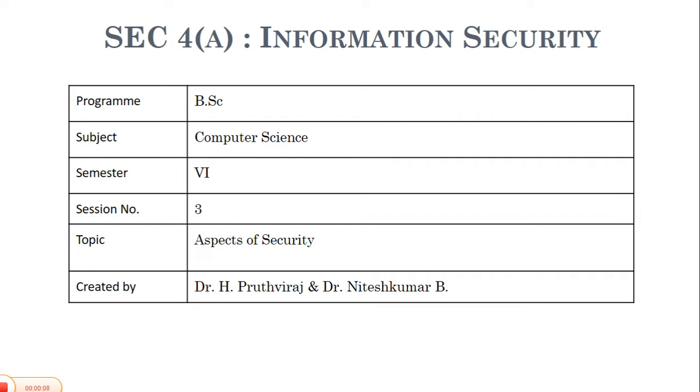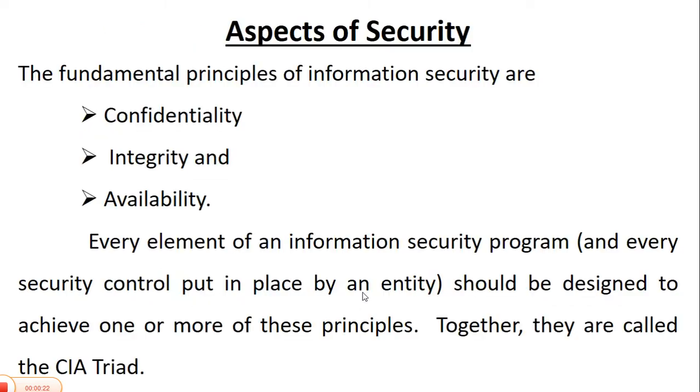In this session we will discuss the topic aspects of security. Here the aspects means the important sectors, or what we call the points of security. Let me start the class. The aspects of security are the fundamental principles of information security: confidentiality, integrity and availability. These are the three important things we have here: confidentiality, integrity and availability.